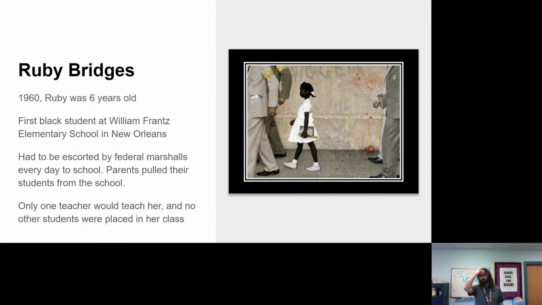This is a painting, by the way, from Norman Rockwell. You might have seen him. We talked about his paintings under FDR with the freedom from want, the freedom from fear, those posters. So very sort of patriotic, middle America, goody two-shoes kind of painter. He had to paint this because he felt that what she was doing was good, what these federal marshals were doing was good, and what the people protesting against her was bad, which, he was right.